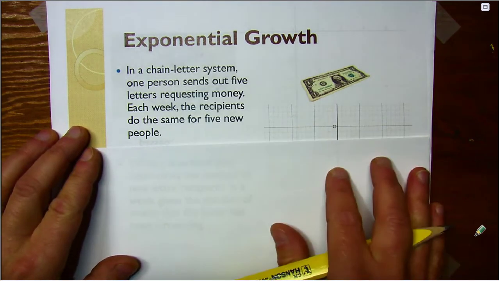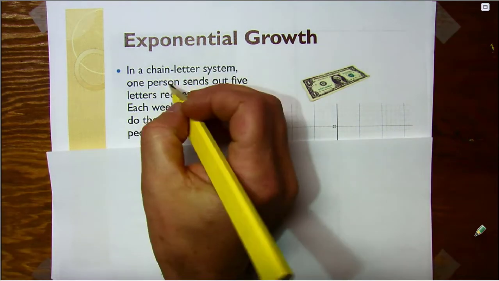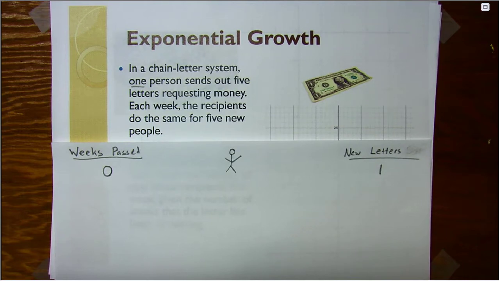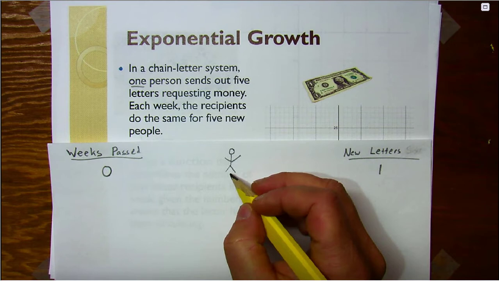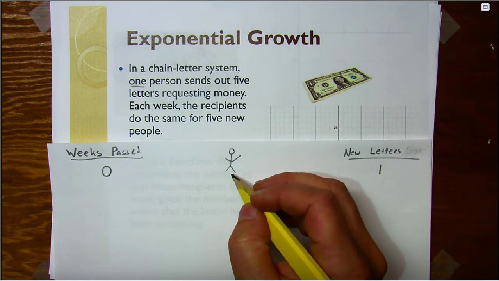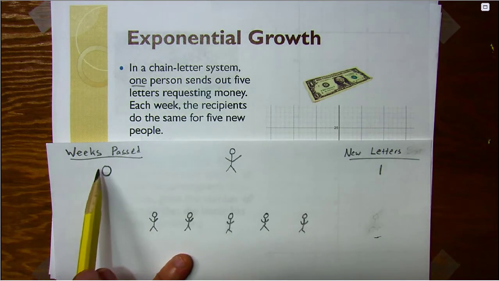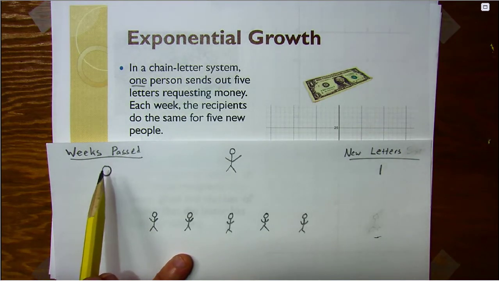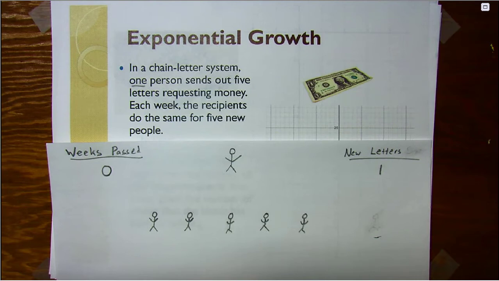Okay, for starters, consider this situation. Suppose you have somebody who decides that they're going to come up with a little money-making scheme. They're going to write what's called a chain letter. Here's how it's going to work. This one guy gets the idea that he's going to send a letter asking for money to each of his 5 friends. Now let's keep track of how many weeks have passed, assuming that it takes him a week to send the letters, and how many new letters there are at each week.